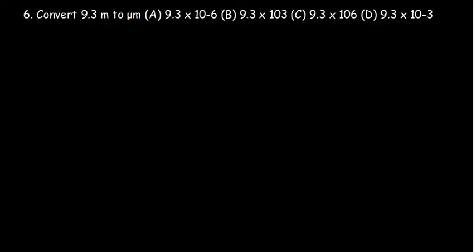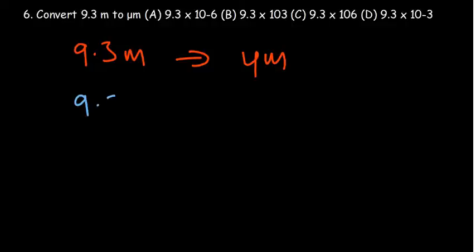So if I've got 9.3 meters, I'm going to micrometers, a smaller unit with a larger value. So I just have to multiply by 10 to the power 6. So 9.3 times 10 to the power 6 is in micrometers. Okay. So that's the value.